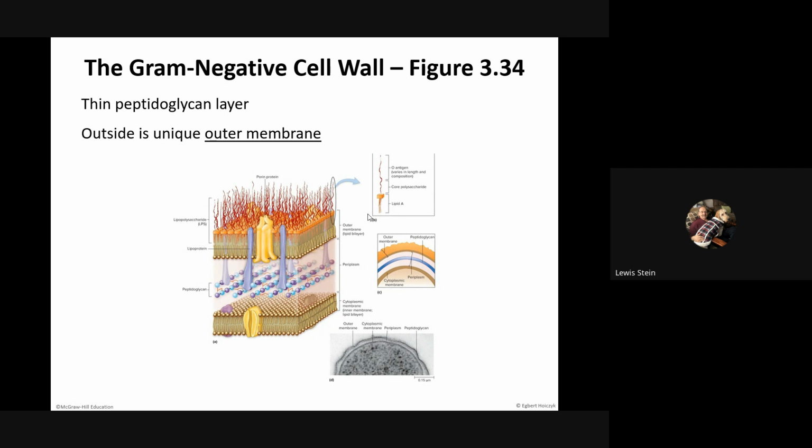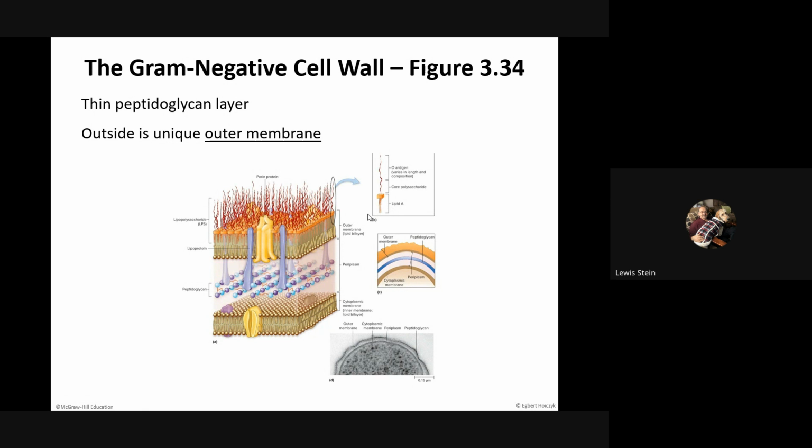That outer layer, that lipid A component, is referred to specifically as an endotoxin. We only see endotoxins in gram-negative bacteria. Endo means it's inherently part of its structure.